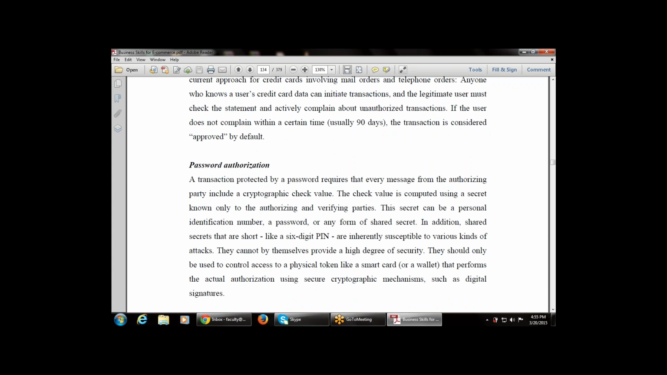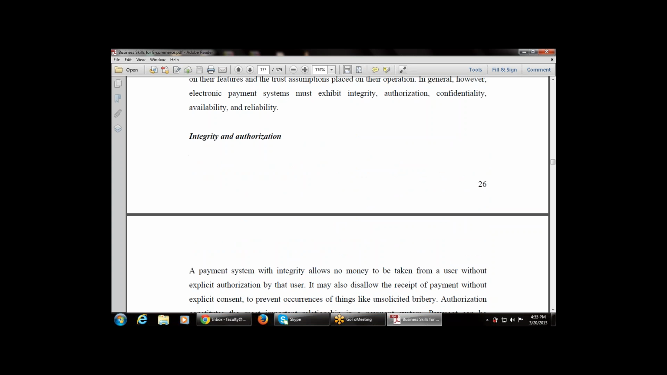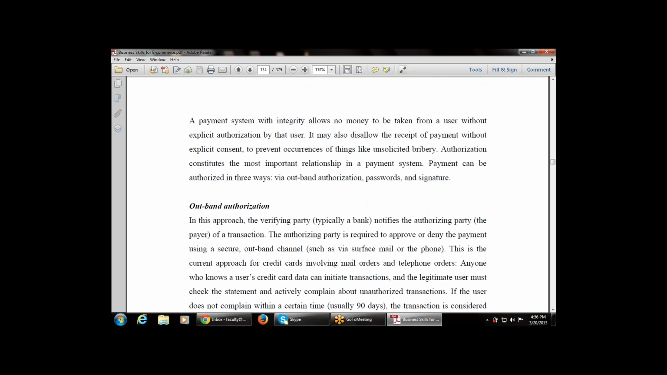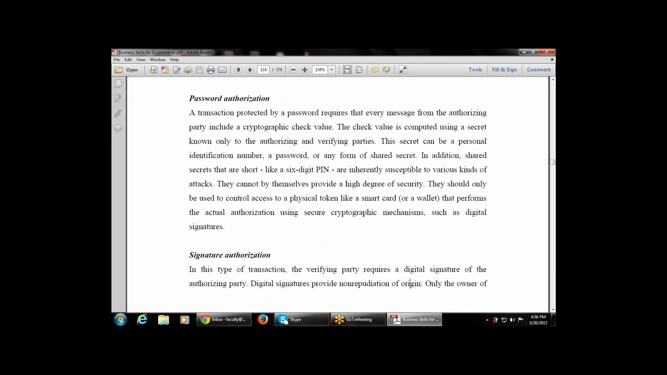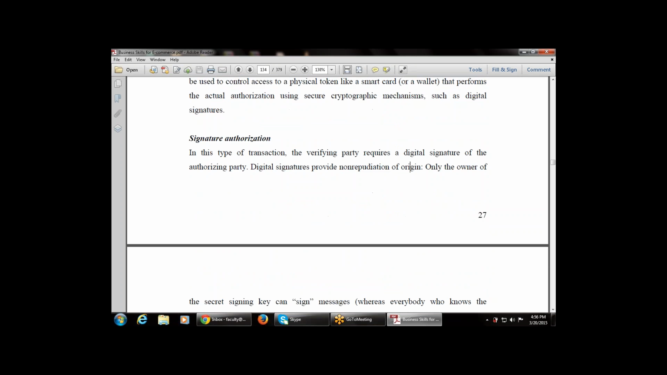So these are the three types of authorization used as authorization methods, so that we can check whether the person doing the transaction or making the payment over the internet is the authorized person or not. This is one of the main methods used in the e-payment system, and we have studied three types of authorization: password authorization, outbound authorization, and signature authorization.